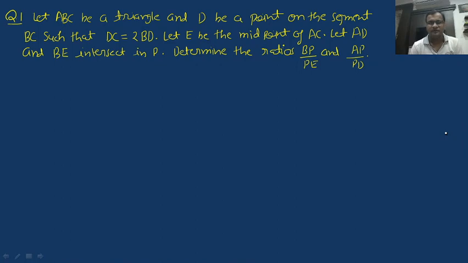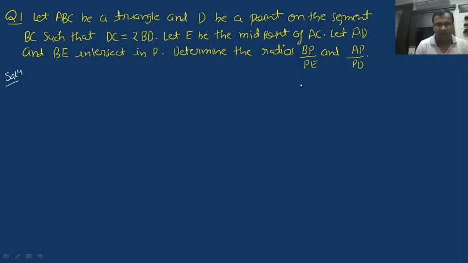Hello everyone. In this lecture, I am going to solve the 2012 Regional Mathematics Olympiad question paper. And here is a view of the first problem. In this problem, we are given a triangle ABC and D is a point on the segment BC such that DC equals 2BD. Okay, I am going to draw the diagram.